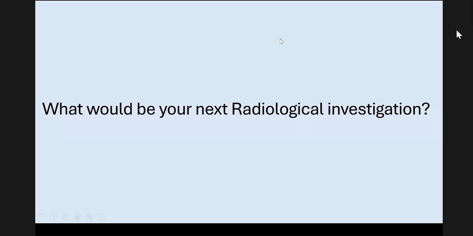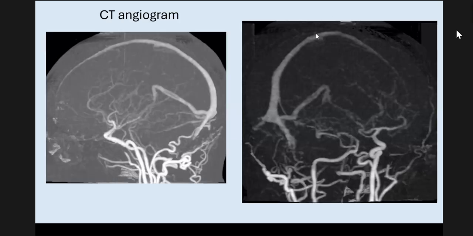So we'll just give you probably 10 seconds or so. So somebody has asked for a history. So history is of cognitive decline and no relevant history in the past. What would be your next investigation? Anybody? Okay. So what we did, we went straight for a CT angiogram.